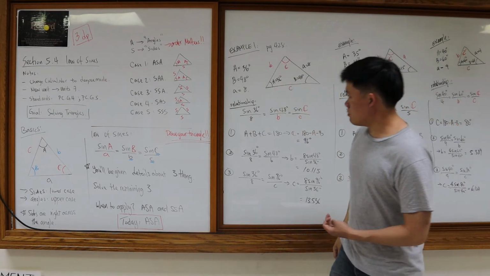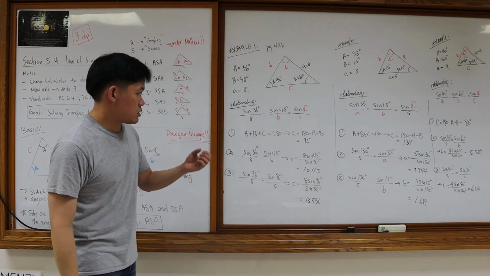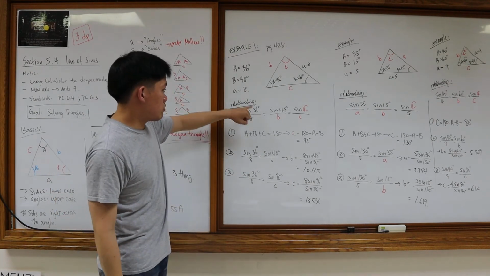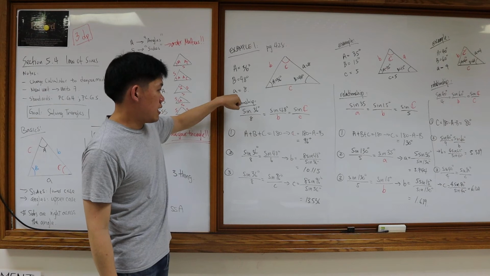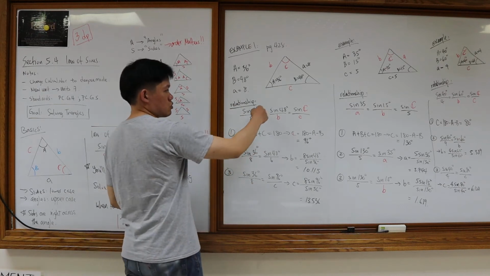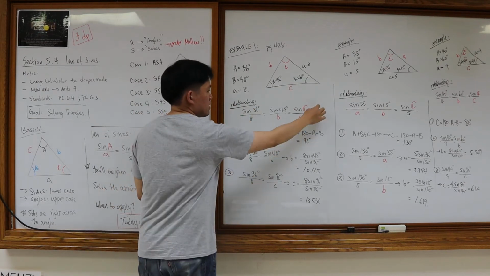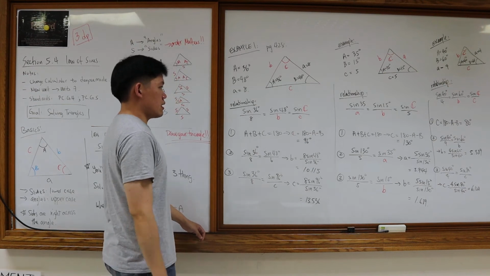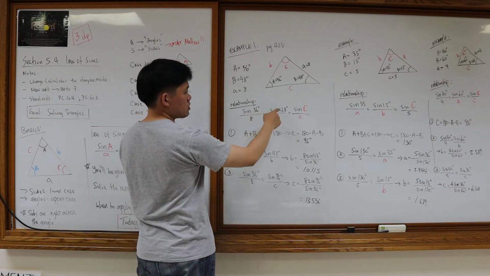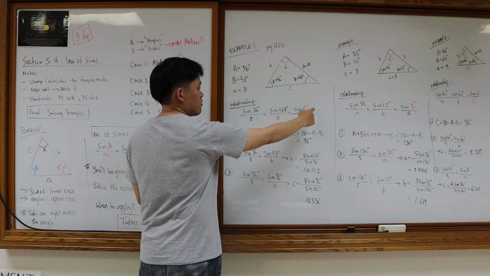So the first thing you should do is establish the relationship. So we know angle A, which is 36, and then side A, which is 8, and then we draw this out. Make sure you have things you need to look for. Okay, so in that case, we're given two sides, two angles, and we're looking for the third angle.